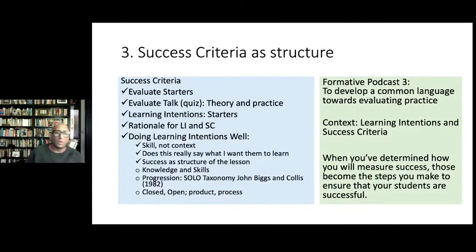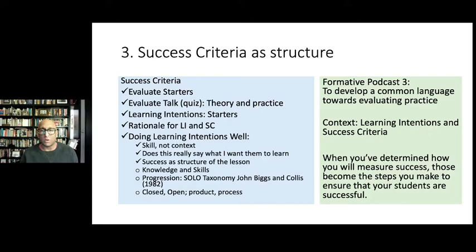Number 3, success criteria structure. Once you get this clarity of what you're doing, I'm kind of meta demonstrating this in my own lesson here. This is the lesson you're in right now. And what I've done is I have broken it down into those steps of success criteria. Your familiarity with those different steps shows that you've been successful.